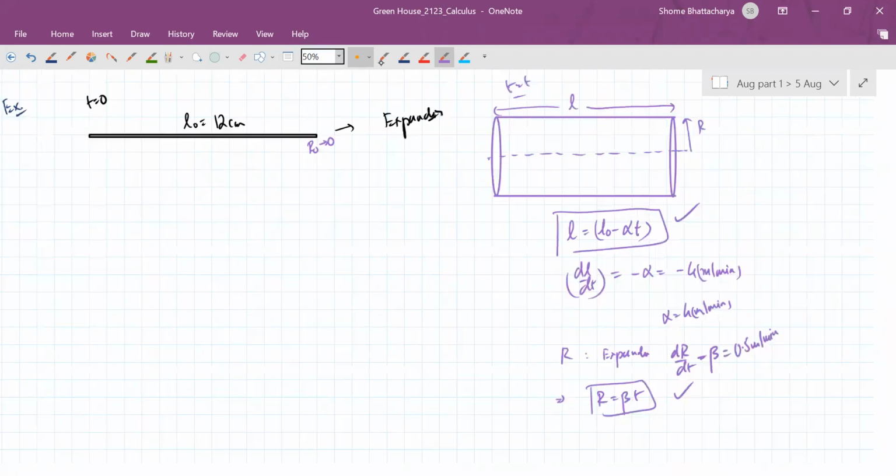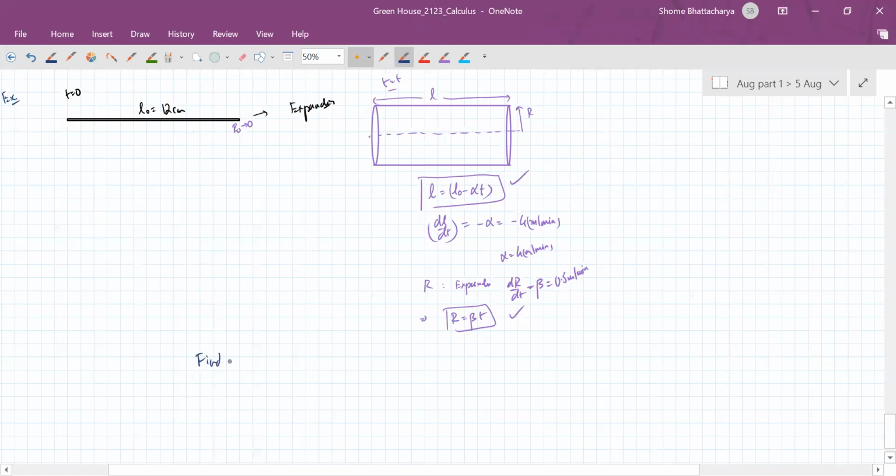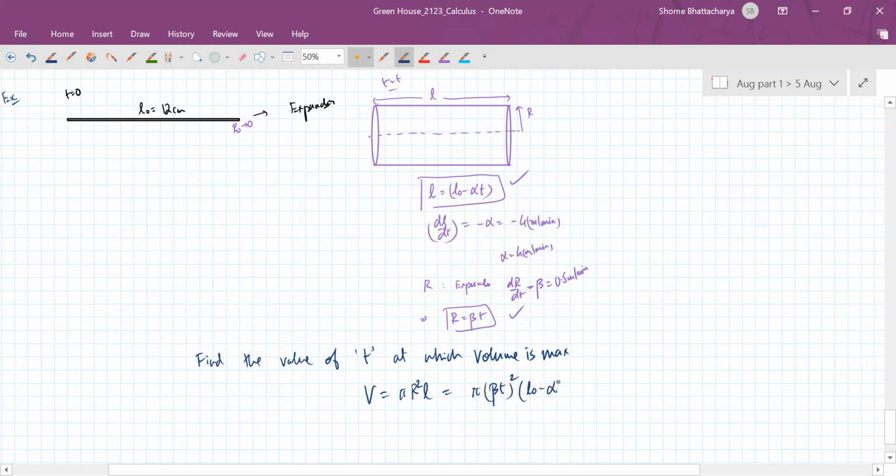Now we have to find the time at which the volume is maximum. Find the value of the instantaneous time at which the volume of the cylinder is maximum. So first of all, express the volume as a function of time. So pi r square L. So this becomes pi beta t whole square into L0 minus alpha t. So as you can see, this is my volume as a function of time. Now use maximum minimum. Use the concept of maximum minimum from calculus to find the time at which the volume is maximum. Okay, just try this out.